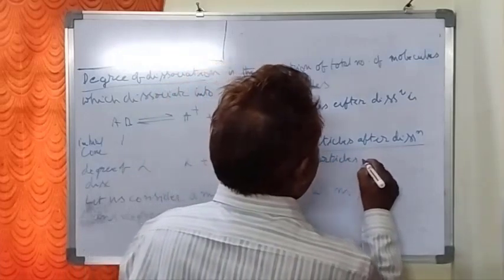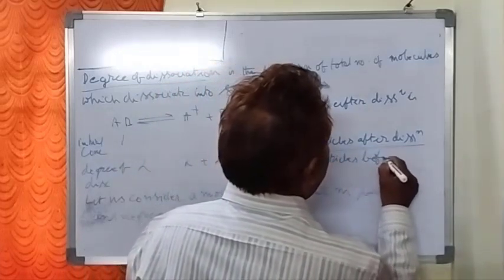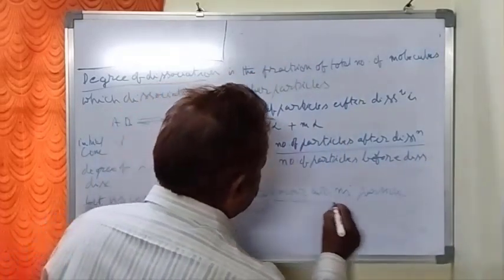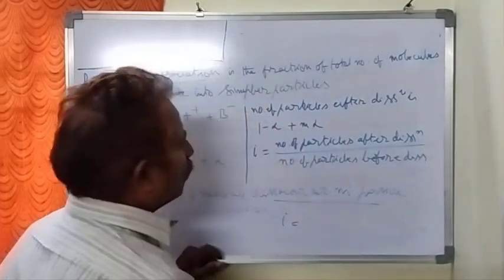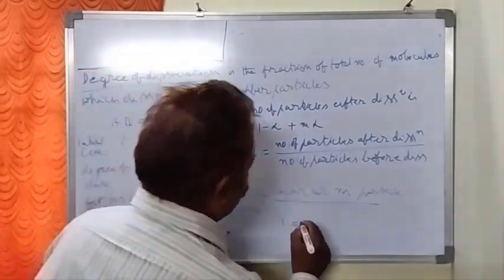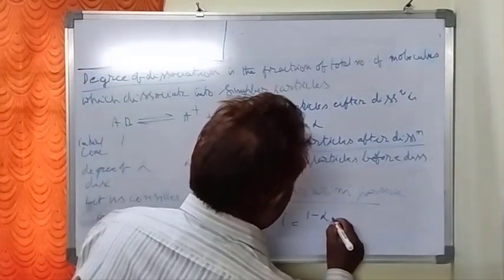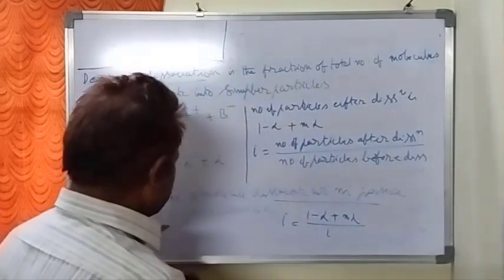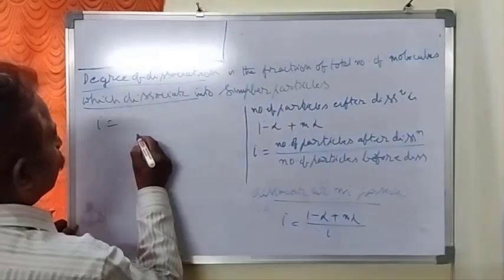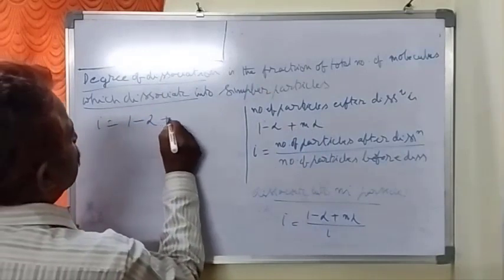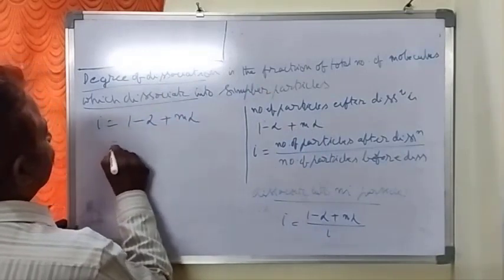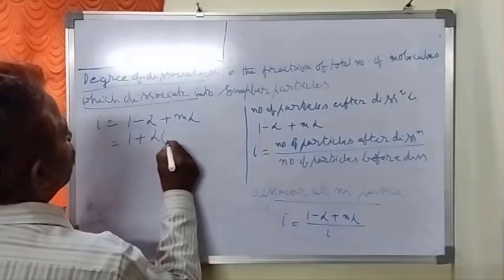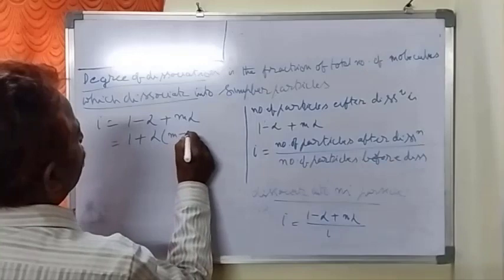Number of particles before dissociation. Therefore, i equals the number of particles after dissociation. How much is left? 1 minus alpha plus m alpha by 1. This is nothing but i equal to 1 minus alpha plus m alpha, equal to 1 plus alpha, you take m minus 1 as common factor.